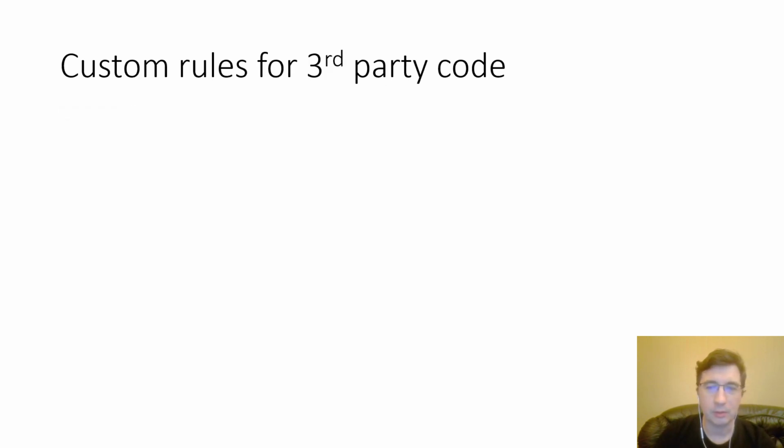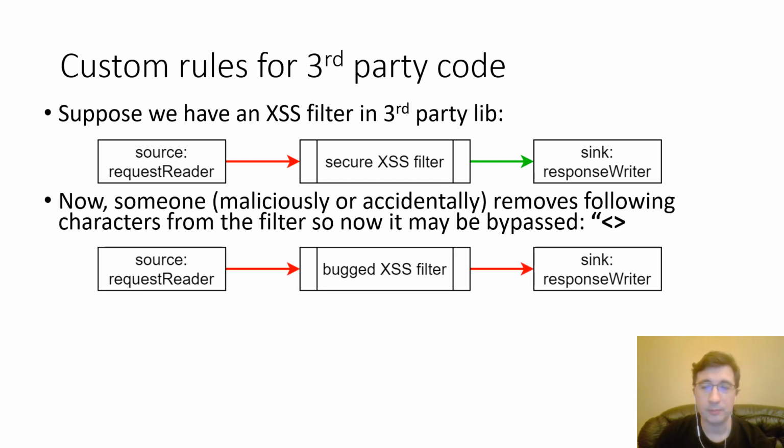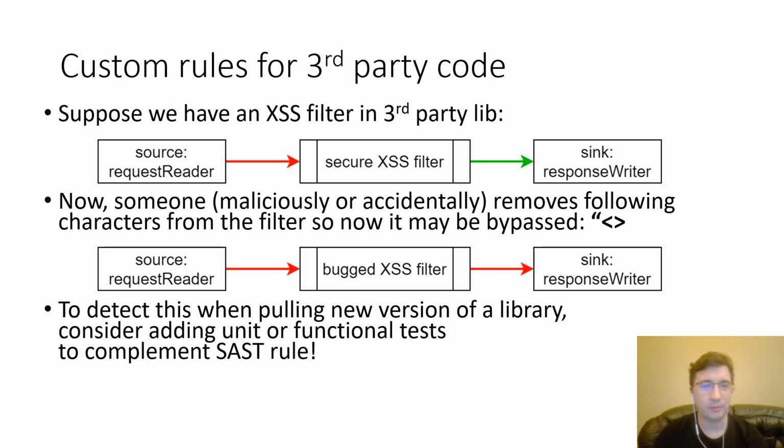Suppose you are using a third-party library and an input validation function from it, and you have a custom rule that removes the taint flag from the taint source when passed through this function. And now imagine somebody tampers with this filter, and it doesn't work anymore as you expect it to work. In such a situation, I recommend adding your own custom test cases, either unit or functional tests, to complement this custom SAST rule to detect such dramatic changes in third-party components.